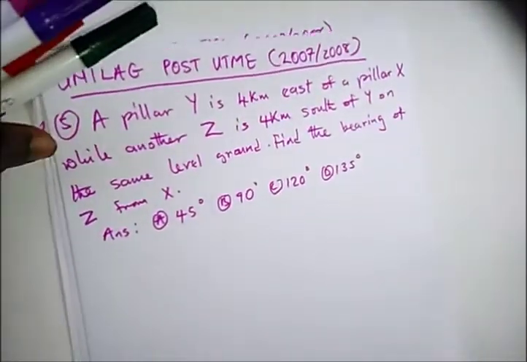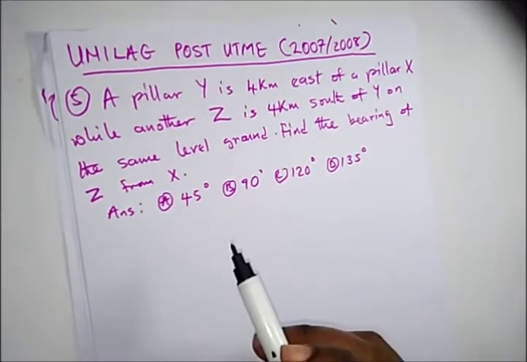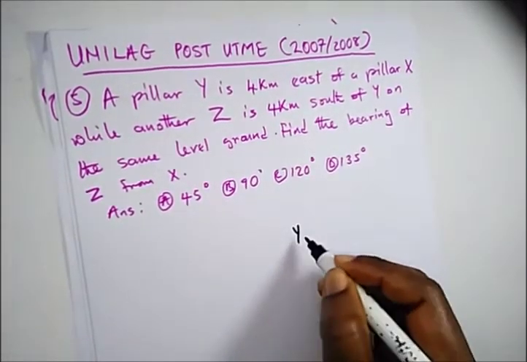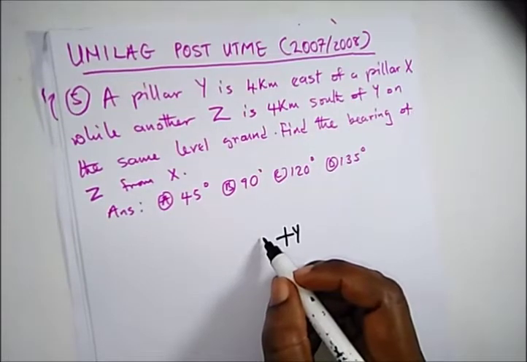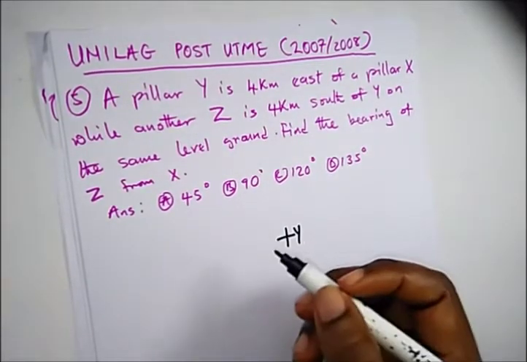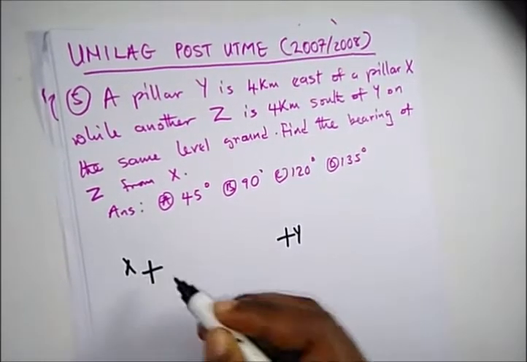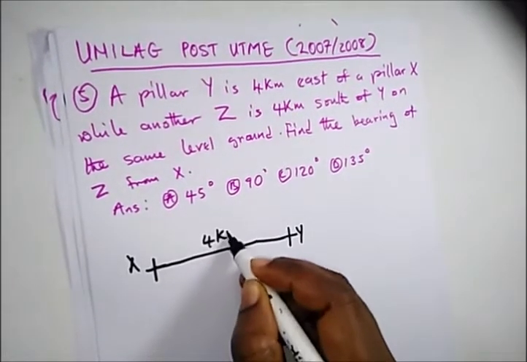We have a question which says a pillar Y is 4 kilometers east of pillar X. Okay, let's say this is Y, 4 kilometers east of pillar X. This is X, this is the bearing. So east, this is east, so this is 4 kilometers.